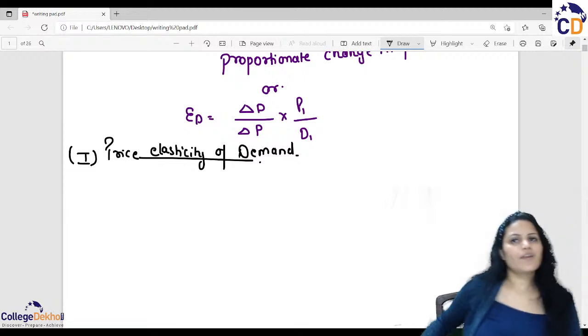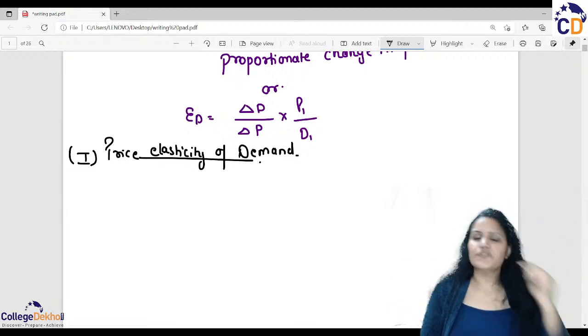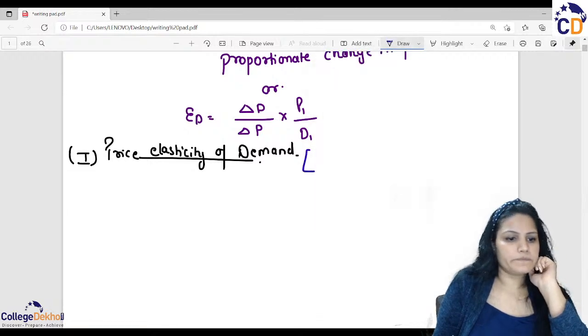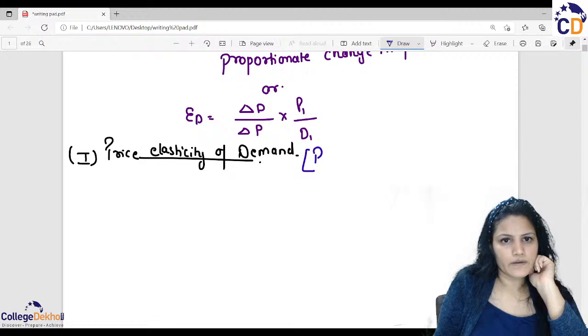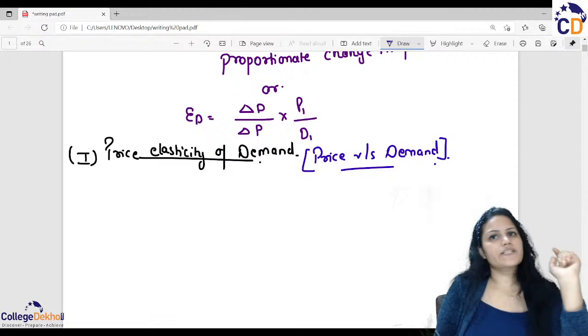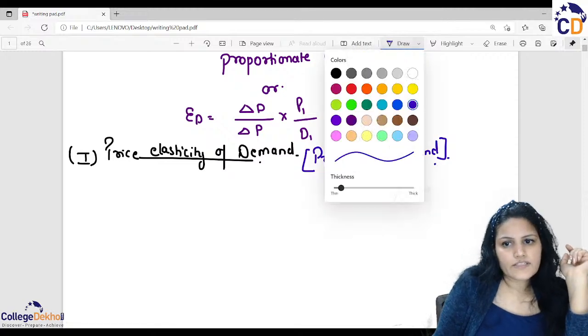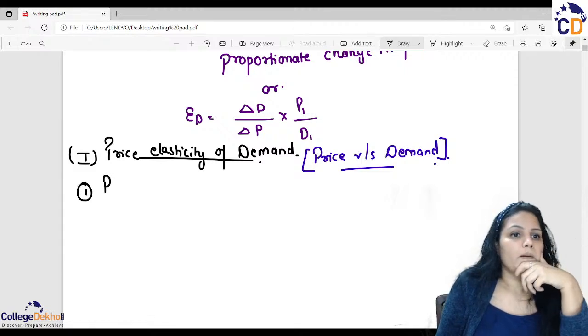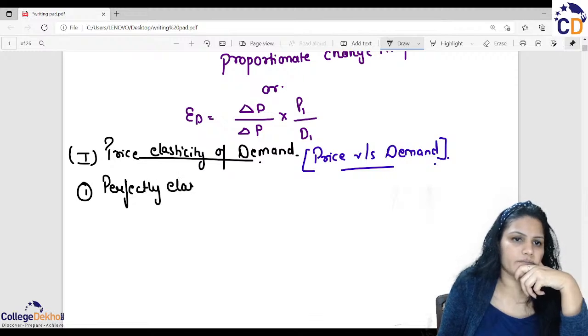Okay? So now come to the topic, that's the price elasticity of demand. Here we compare only price versus demand. In this situation, the first point is perfectly elastic demand.